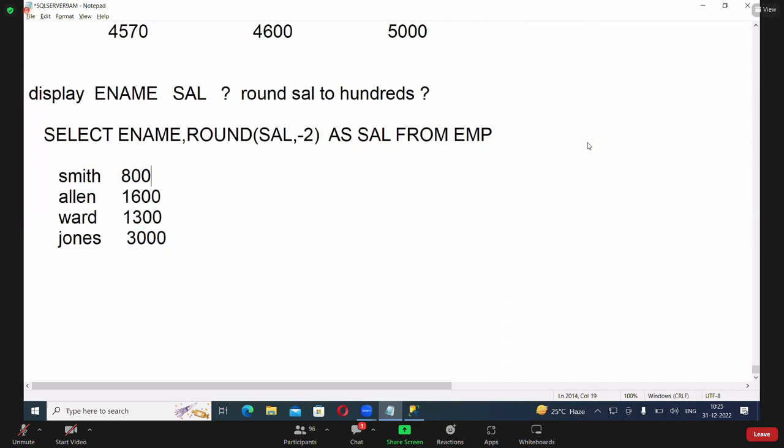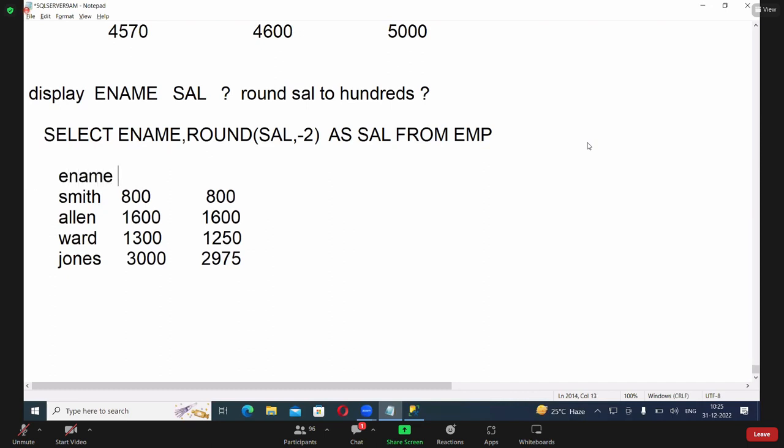So this is actually 800. This is 1600. This is 1250, rounded to 1300. This is actually 2975, rounded to 3000. This is the old salaries. This is name. This is salaries. And this is before rounding. Before rounding, these are the salaries.